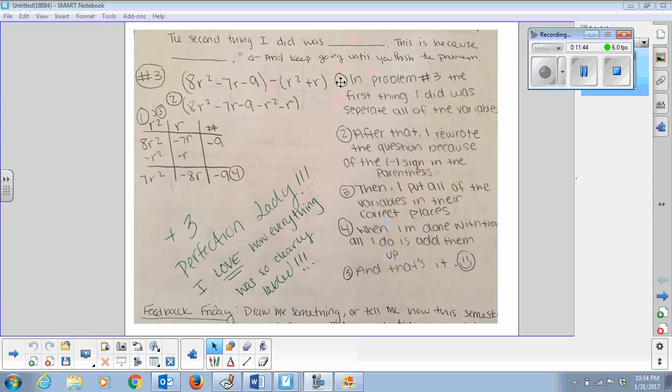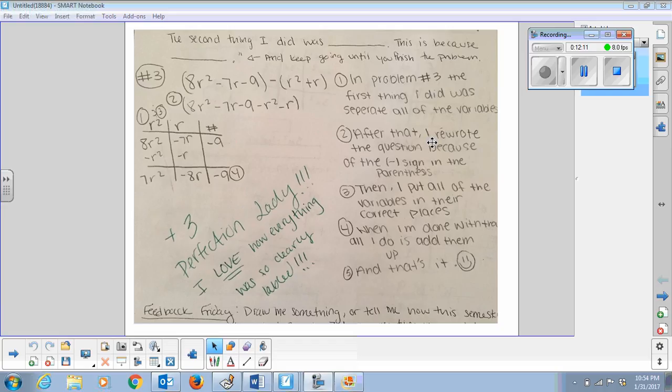So number 1, in problem number 3, the first thing I did was separate all of the variables. Perfect. She made the table, she separated all the variables into her groups, and in the diagram she labeled this number 1. So this is very, very clear what her first step is. She gave me the verbal description and she showed me what was happening. Love that.